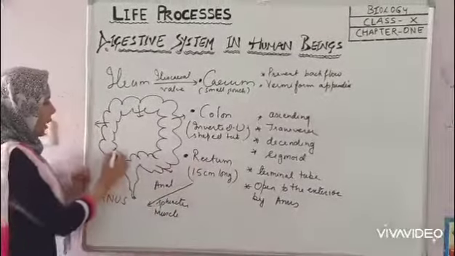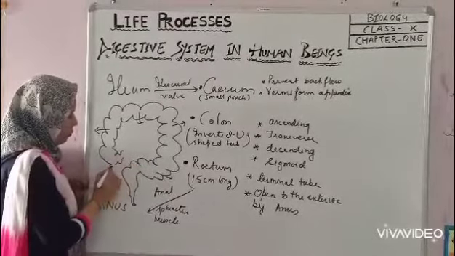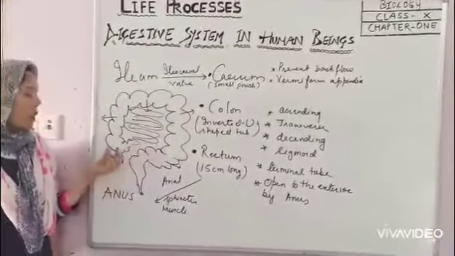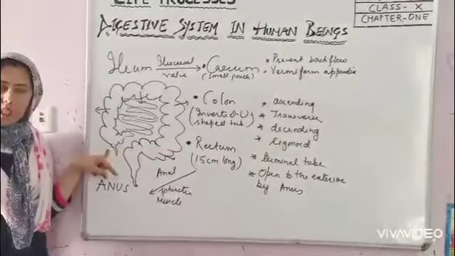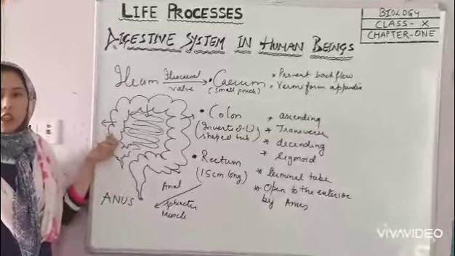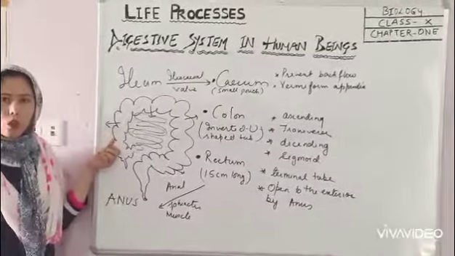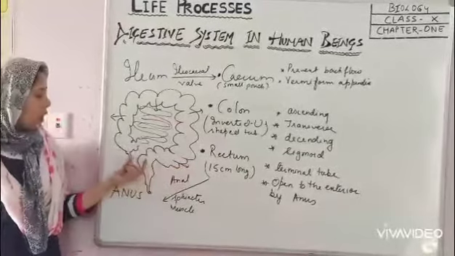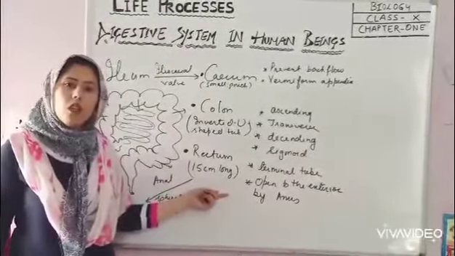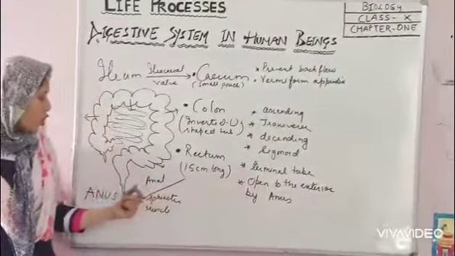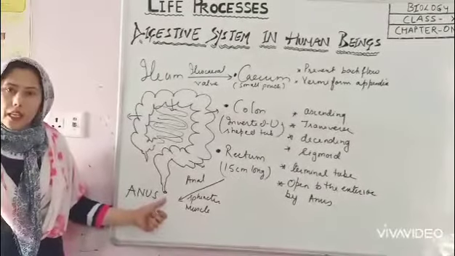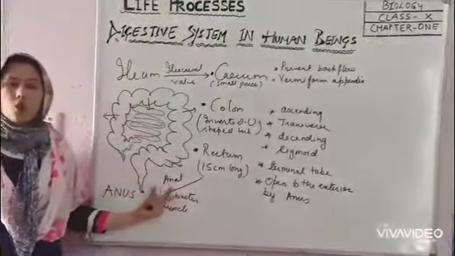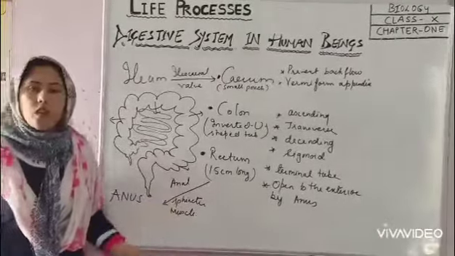Here, this is connected with the small intestine. The ileum leads to the cecum, where the vermiform appendix is present. That is a vestigial organ. It leads to the ascending part of the colon, then the transverse part, the descending colon, and this curved part is called the sigmoid colon. That leads into the rectum, which is 15 centimeter long, and a terminal tube which opens to the exterior at the anus. From the anus, undigested food material is excreted out. The anus is guarded by the anal sphincter muscles.